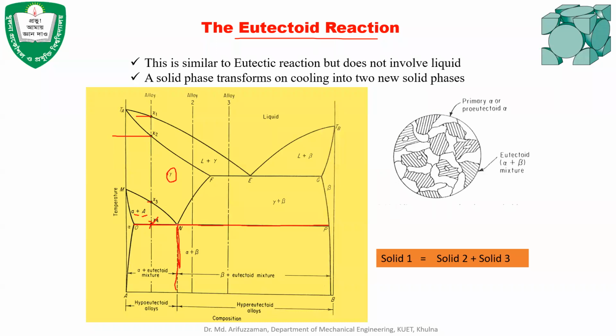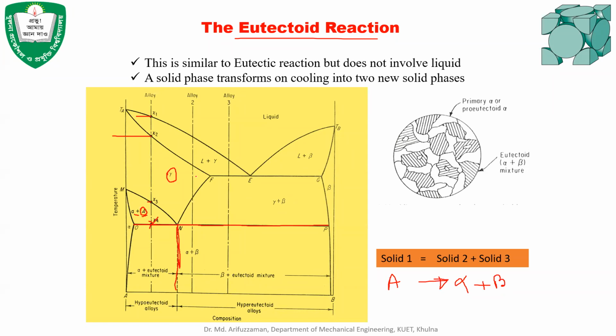The composition of A will reach the eutectoid composition, and at this eutectoid composition, A will convert into the eutectoid mixture of alpha and beta. That means solid 1, which is A, is converted into solid alpha and solid beta, and this is called the eutectoid reaction.